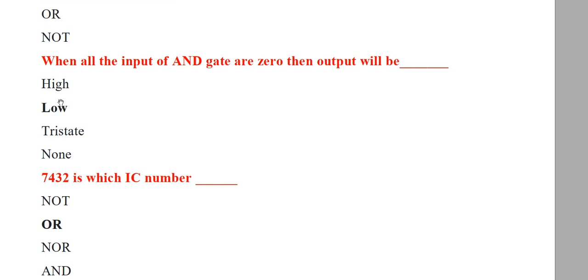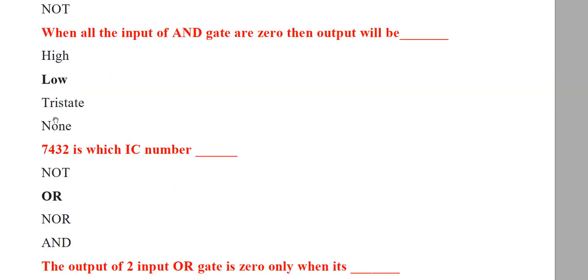Third, when all the inputs of an AND gate are 0, then the output will be dash. For an AND gate we know the truth table. If both the inputs are high, then the output is 1, otherwise the output is 0. Here we have asked the case when all the inputs of the AND gate are 0, so the output will be 0. We have different representations for 0, also called the low state, so low is the answer.